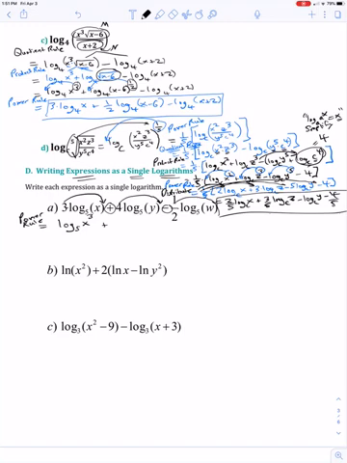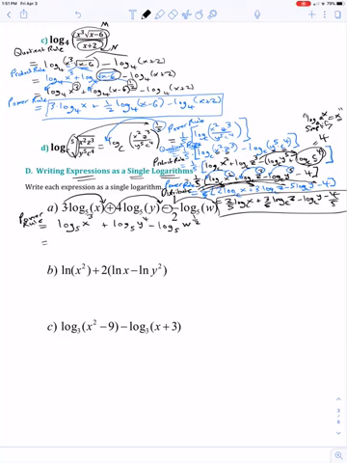And same thing here, bring the 4 up, we got log base 5 of y to the 4th power, and then minus log base 5 of w to the 1/2 power. So with that said, we've now gotten rid of the coefficients. So let's go ahead and look at combining, adding, and subtracting.